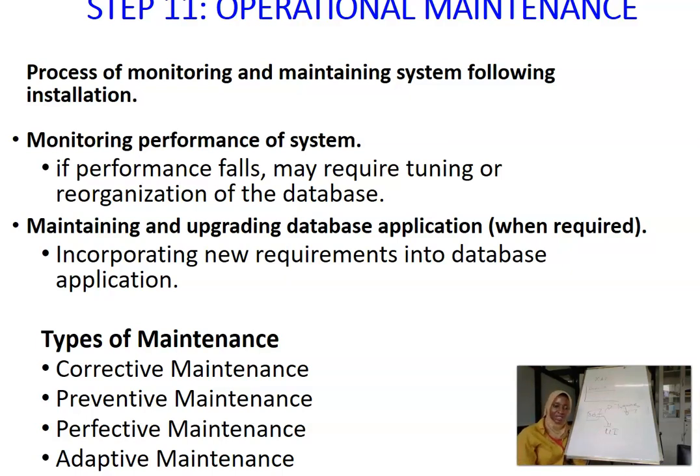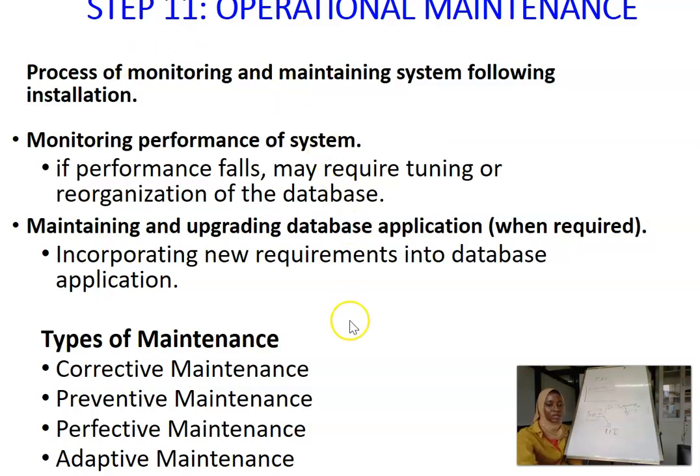And then you have perfective maintenance. Here you keep on adding features to your system such that it functions better than the original version of the system. You keep on enhancing the system. That is what we call perfective maintenance. And then adaptive maintenance is the kind of maintenance that you do if you want the system to adapt either to the existing hardware of the organization or the existing software of the organization. That is what we refer to as adaptive maintenance.